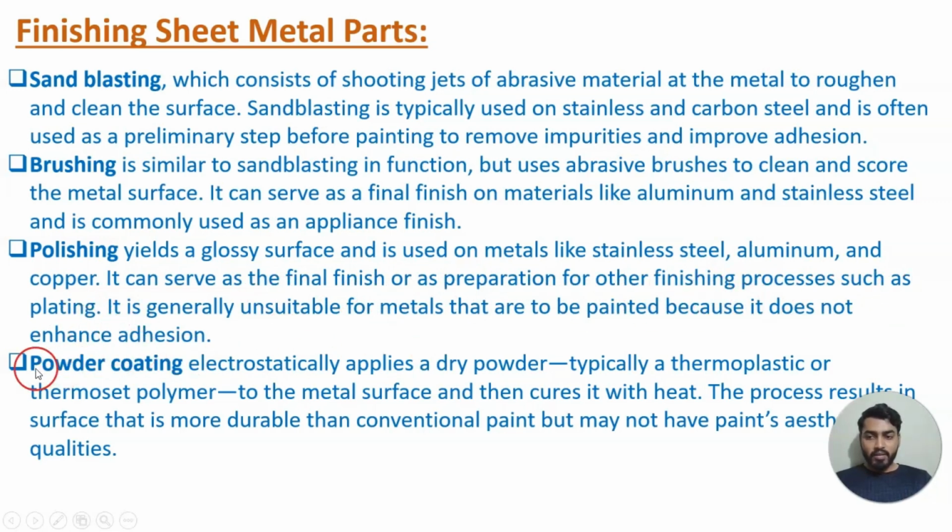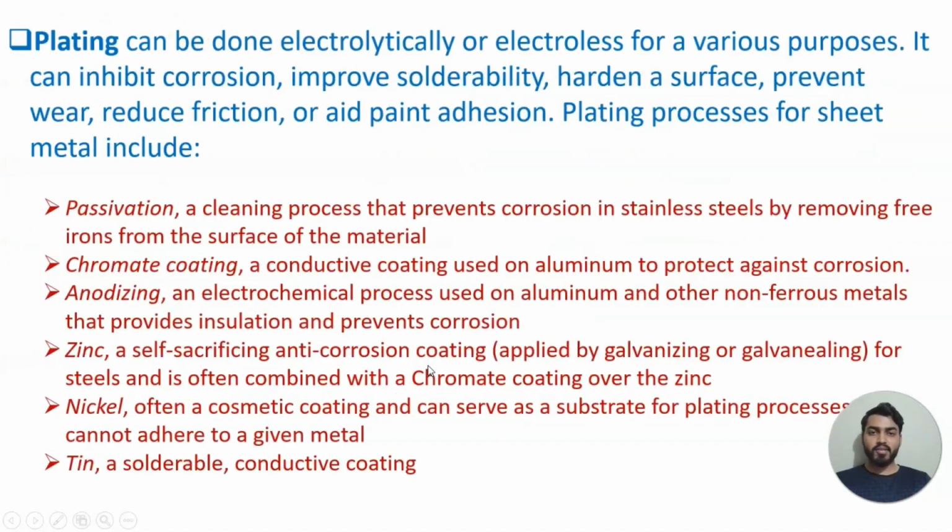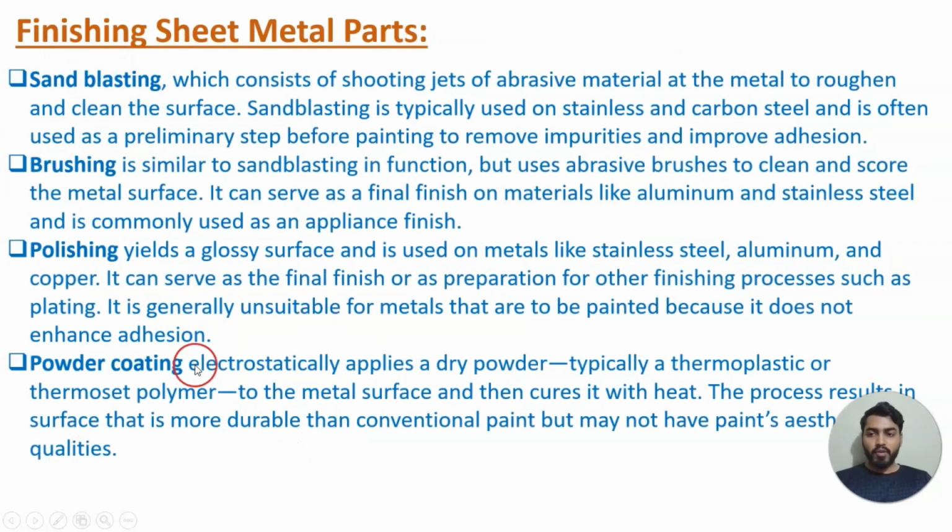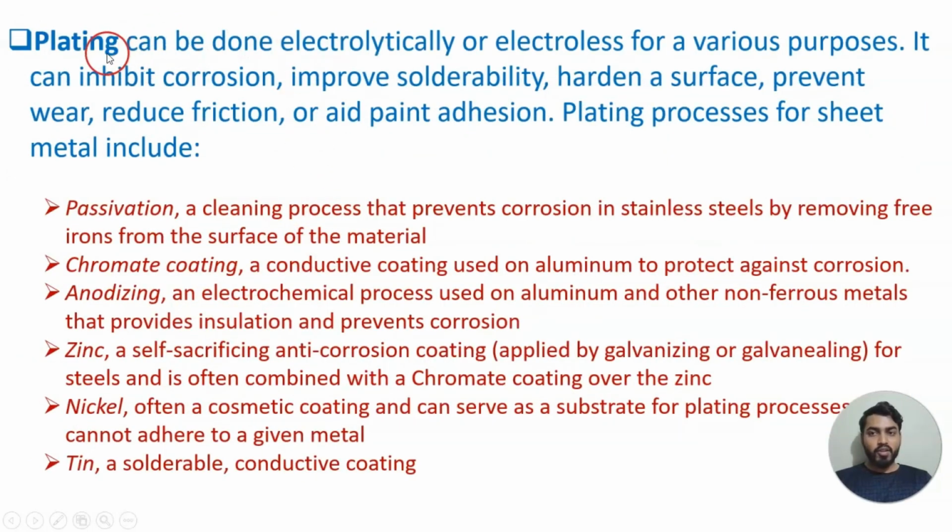Then powder coating. Different types of powder coatings we can apply onto the surface according to our requirement, also to change chemical properties. Then plating. Plating can be done electrolytically or electroless for various purposes according to our requirement. It can inhibit corrosion, improve solderability, harden a surface, prevent wear, reduce friction or aid paint adhesion.